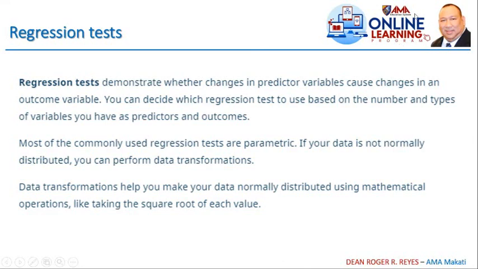Predictor and outcome. So this is used for kumbaga cause and effect. Kapag nabago ang cause, ano ang effect? Most of the commonly used regression tests are parametric. If your data is not normally distributed, you can perform data transformations. Data transformations help you make your data normally distributed using mathematical operations like taking the square root of each value.